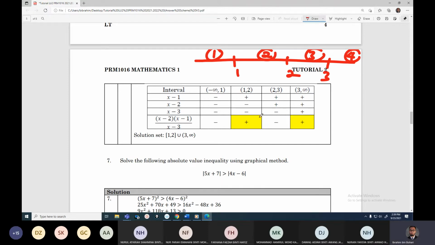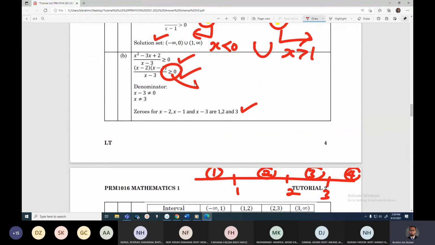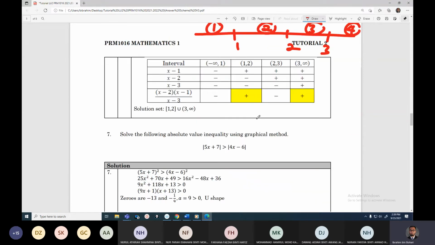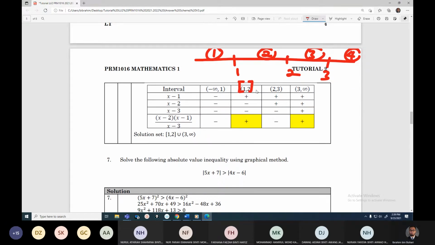And then last, find the solution. So here greater than or equal to 0, so here positive. So the first answer is between 1 and 2, this is correct, right? This one is a closed bracket. Okay, so the first solution is between 1 and 2 using a closed bracket. And the second solution here is greater than 3. Okay, and the final answer is [1, 2] union 3 to positive infinity. Okay, we got the answer.